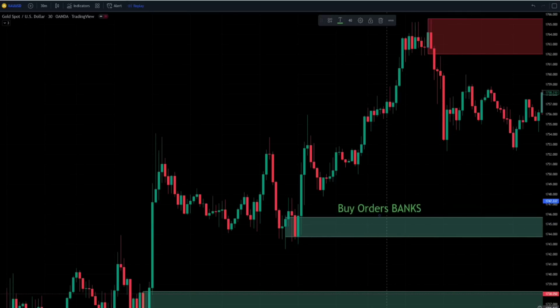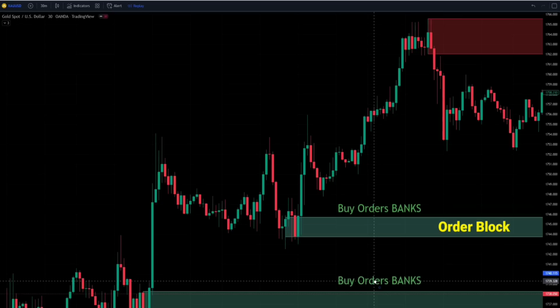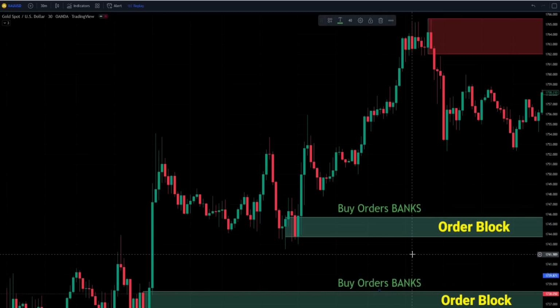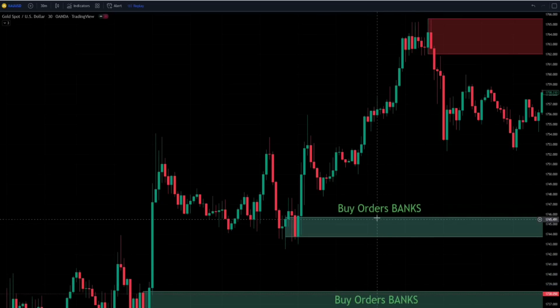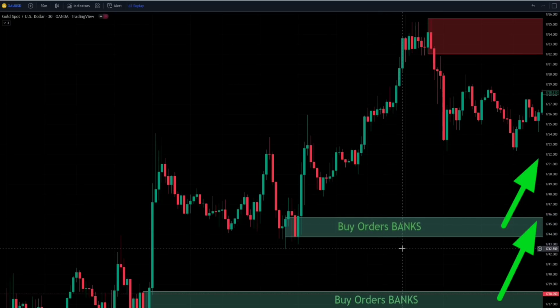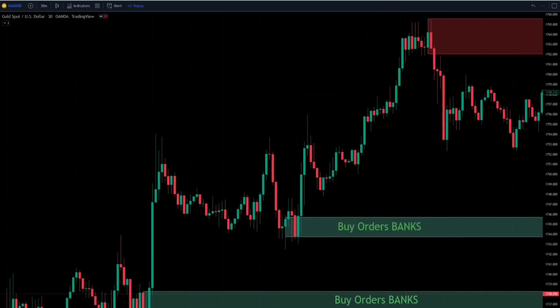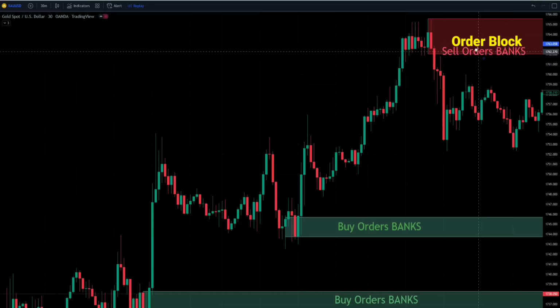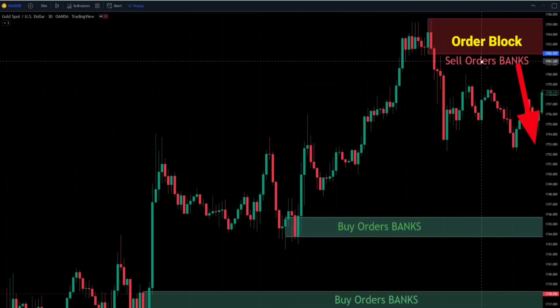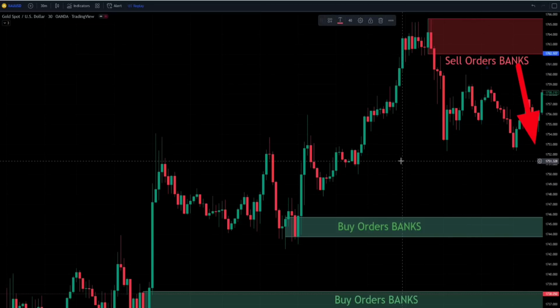In these two blocks, the amount of buy orders with big quantities are very high. This indicator warns us that movement of the market is gonna be increasing in these two zones by distinguishing them. And at this red block, banks have set up a big amount of sell orders and the price will be decreasing from this point forward.